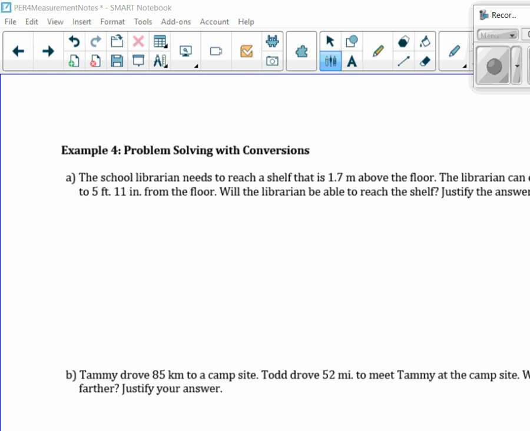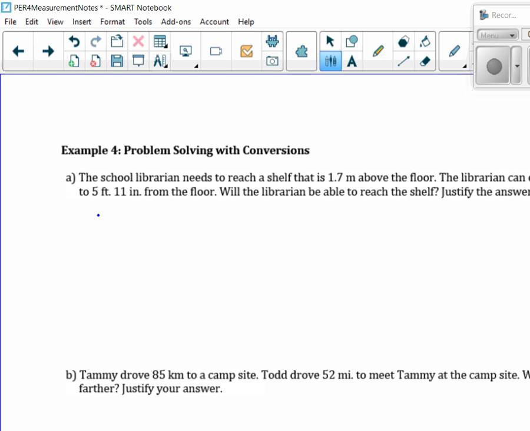So now we're going to do some problem solving. So a school librarian needs to reach a shelf that's 1.7 meters above the floor. The librarian can only reach 5 feet 11 inches from the floor. Will the librarian be able to reach the shelf? Justify the answer. So you need to decide to either convert the 1.7 meters to feet and inches or the feet and inches to meters. And because the feet and inches are mixed together, I would probably convert the feet and inches to meters.